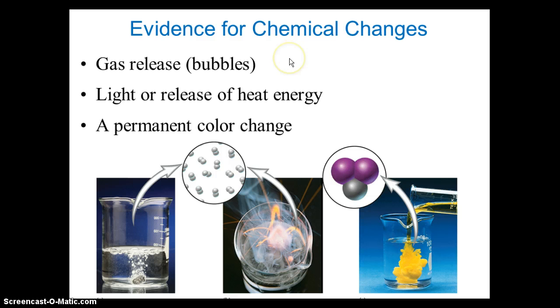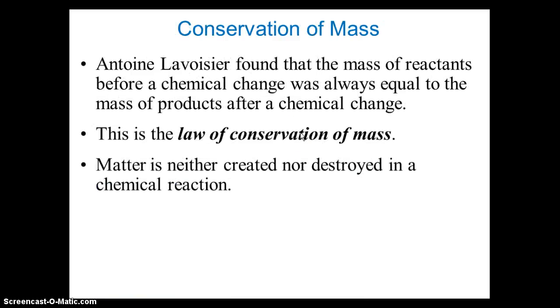Now, what is the evidence for chemical changes? When you see gas bubbles, gas released during a reaction, light or heat released, or a permanent color change, these are called evidence for chemical reactions. That's where you can tell that a chemical reaction occurs. So we'll talk about the law of conservation of mass in the next slide.